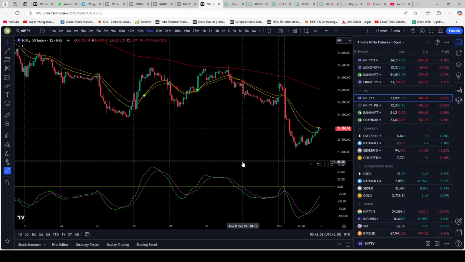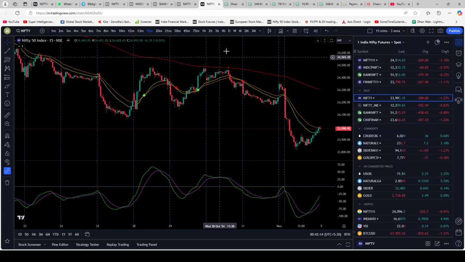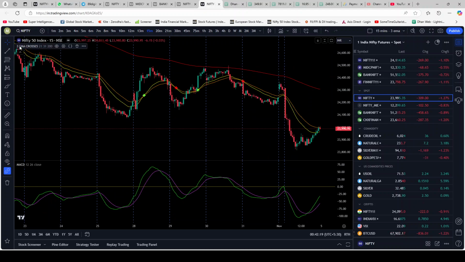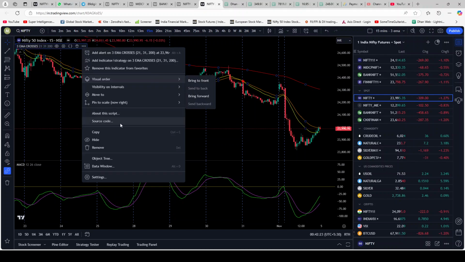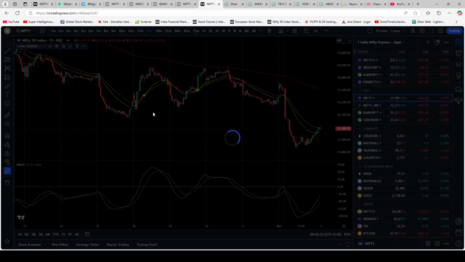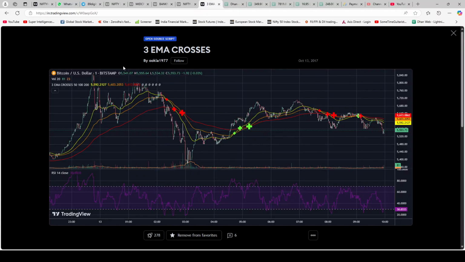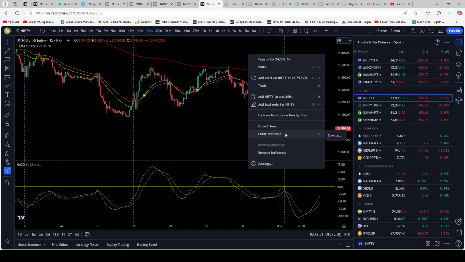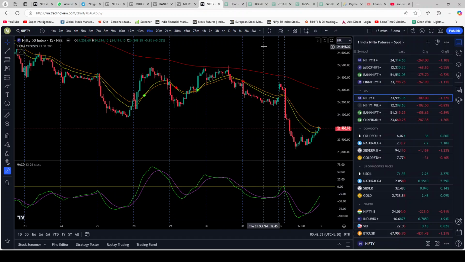So this is a Nifty 50 chart. The time frame over here is 15 minutes. I'll remove all the indicators right now. We are going to create it from scratch. About the script, it is 3 EMA crosses by Okla 1977, but let's remove everything and then start from scratch.